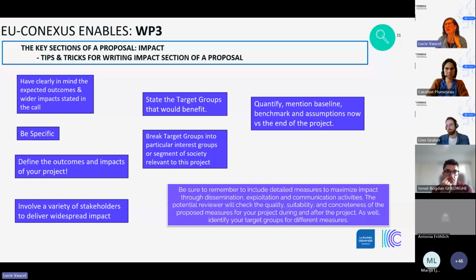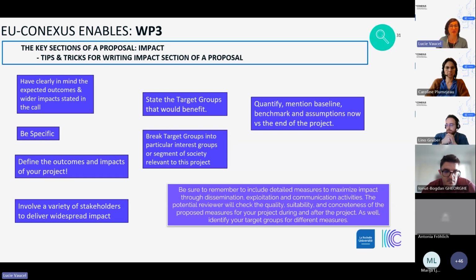sharing tips and tricks for writing the impact section of a proposal. Those are big sentences, but keep in mind that you should have the expected outcomes and wider impacts stated in the call in mind. When you write, you should answer what is requested in the call. So please refer to expected outcomes and wider impacts that are mentioned in the call for proposals. You should be specific, and Caroline repeated it several times. You should state the target groups that would benefit.